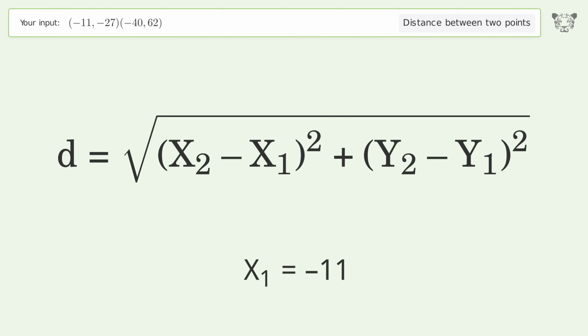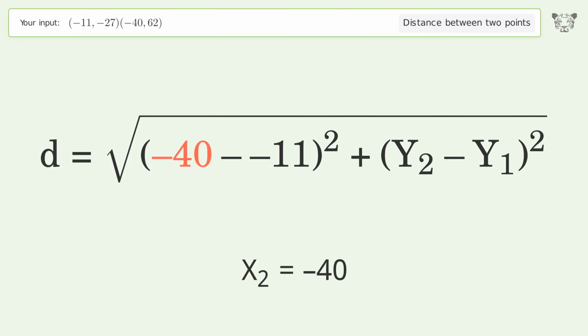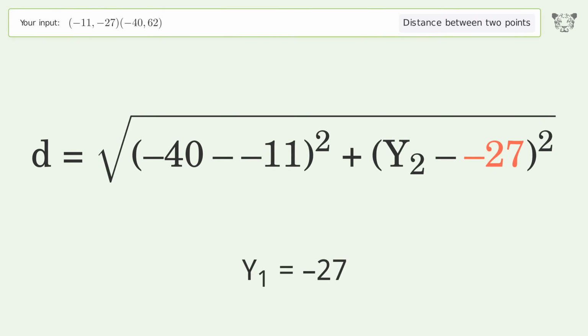x1 equals -11. x2 equals -40. y1 equals -27. y2 equals 62.